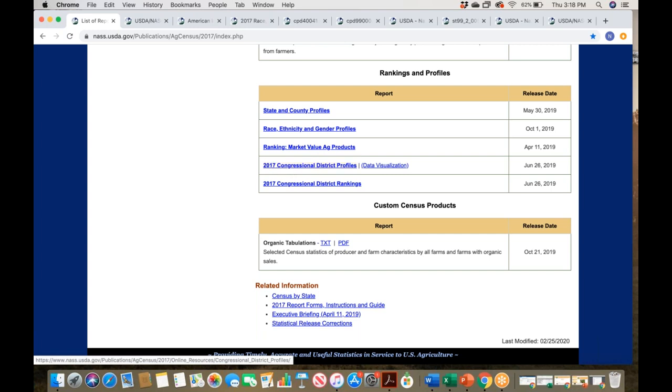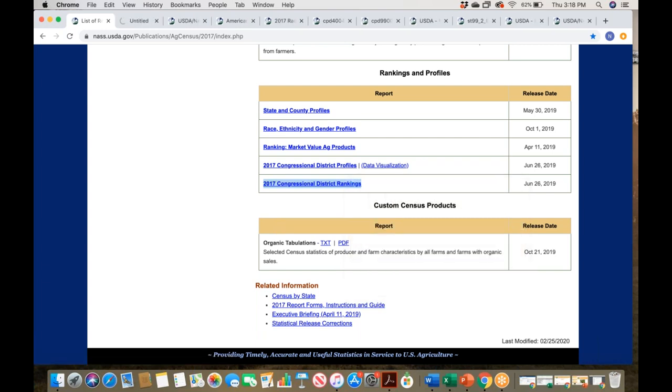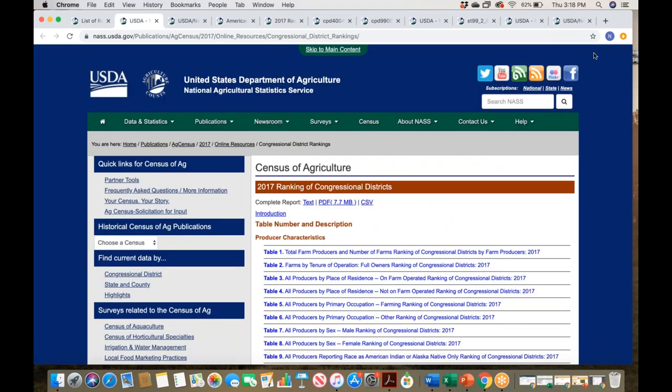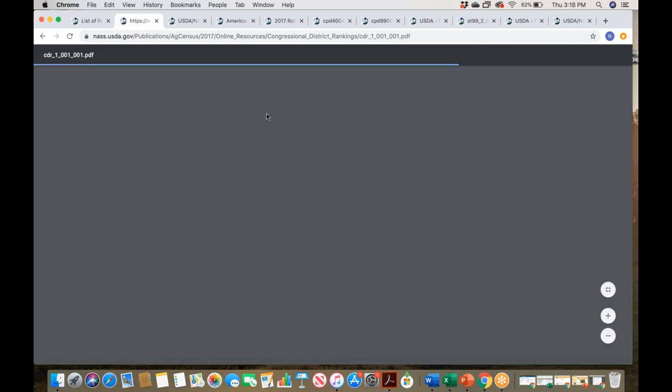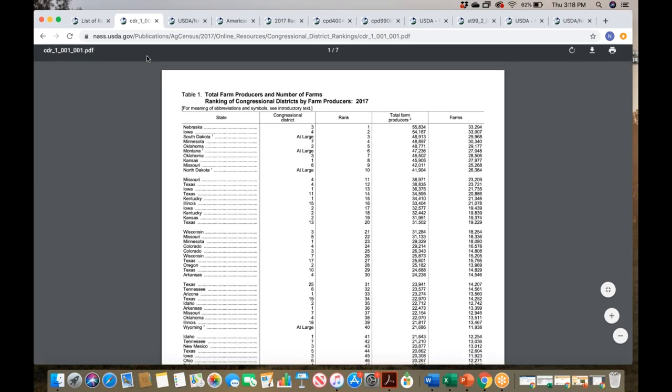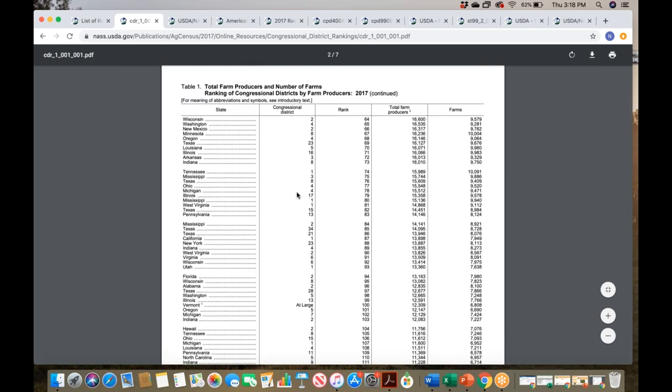There are some 2017 congressional district profiles and district rankings. We'll just take a look. This is especially important if you want to talk to your elected representatives, because they are interested in what happens in their boundaries. And here you go, you're able to tell them total farm producers and number of farms by congressional district. Open it up and scroll through and see what you can learn.